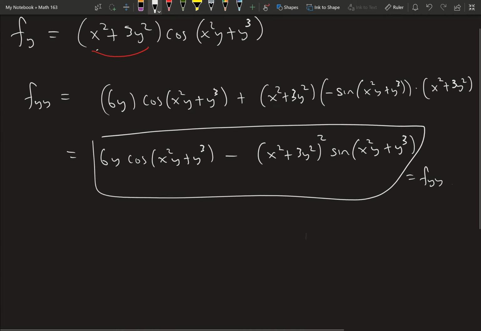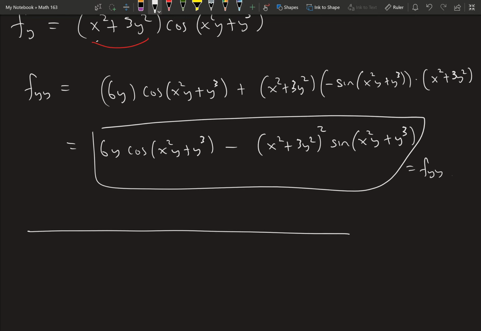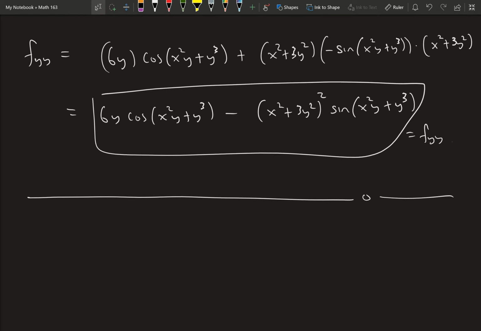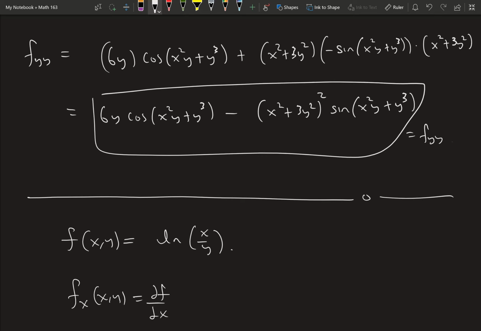And so there's lots of computations you can do. Let's just do maybe one quick computation before I want to do a little bit of geometric interpretation of these derivatives. So let's take the ln of x over y, and let's just compute the first order partial derivatives here. So we want to compute f_x, which is partial f partial x.